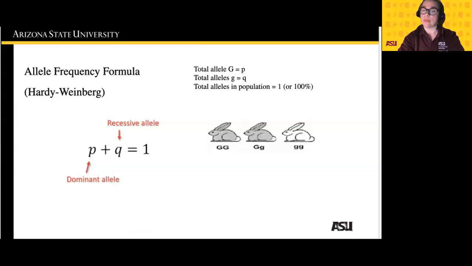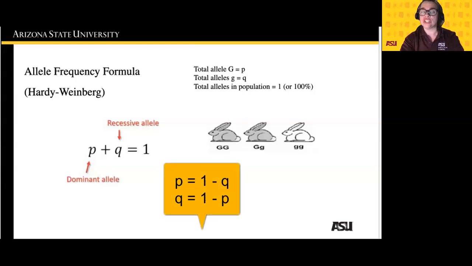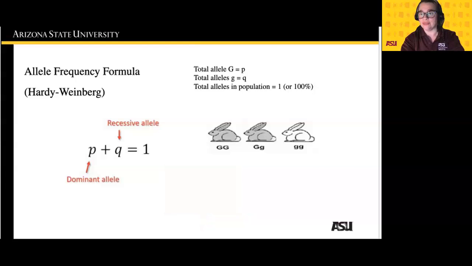One way scientists represent allele frequencies is with the formula P plus Q equals 1, where P is the frequency of the dominant allele. Q is the frequency of the recessive allele. Hardy, an English mathematician, and Weinberg, an English physician, derived this formula to relate allelic and genotypic frequencies together. In this case, when looking at the rabbits, we could have just subtracted the 0.55 for the big G from 1, giving us 0.45 for the recessive small g allele.